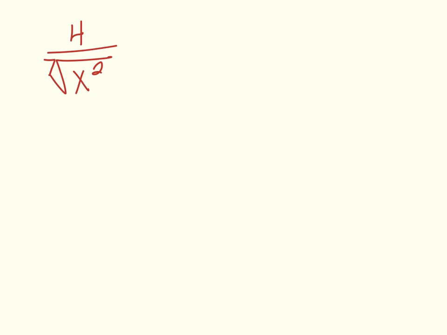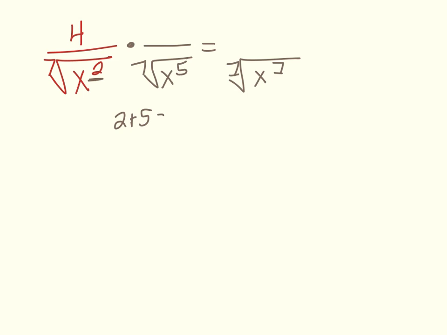Now, if I want no radicals in the denominator, I'm going to have to multiply it by something so that when I do that, I get the 7th root of x to the 7th, so that these pieces will cancel. So if I have 2 x's here, that means I need 5 of them, because 2 plus 5 equals 7. What I do to the bottom, I must do to the top.